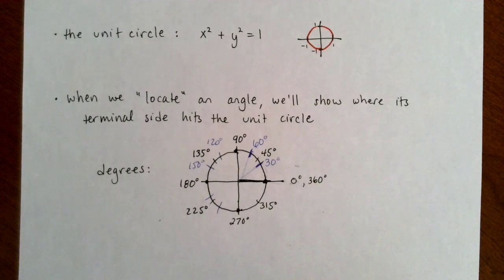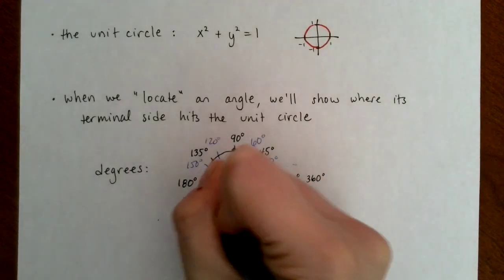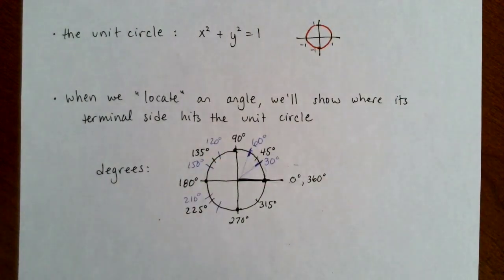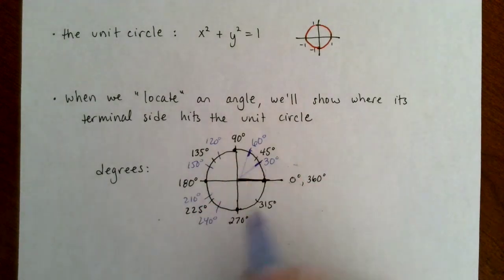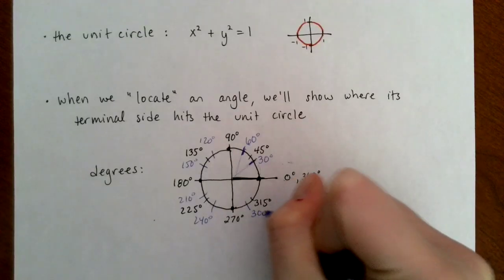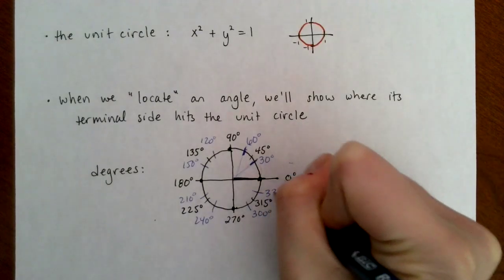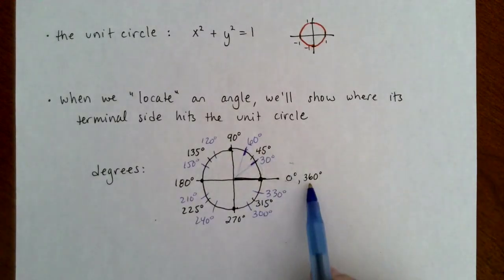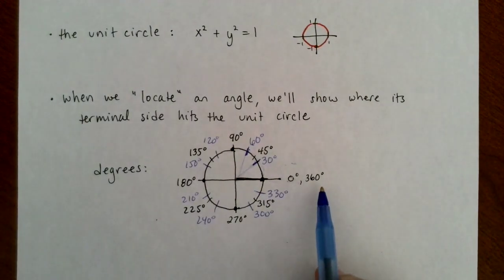Mark my thirds. 180 plus 30 is 210. 210 plus 30 is 240. And then plus another, we land right at the 270 that's already marked. 270 plus 30 is 300. Plus another is 330. And then finally, after that, we land back at 360.